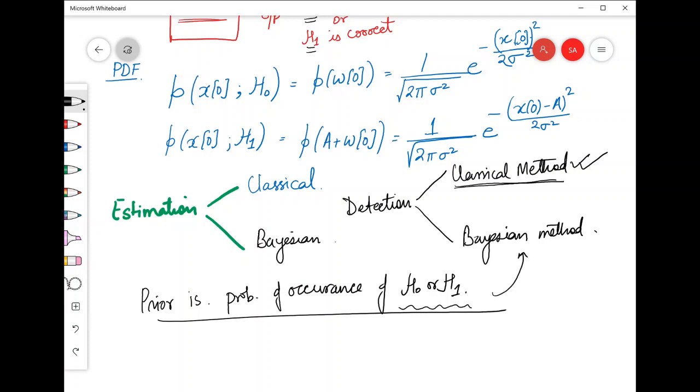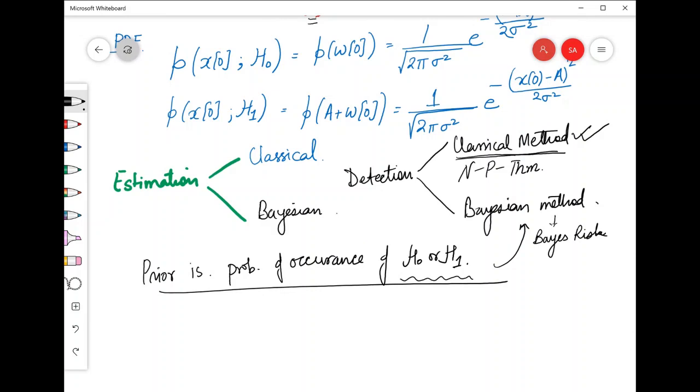Okay, so what we are going to do is we are going to look at some of the classical methods. In this, the primary one is called the Neyman-Pearson theorem, which we will see in the subsequent lectures. In Bayesian method, something called the Bayes risk method is there, which we are going to look at in the subsequent lectures.